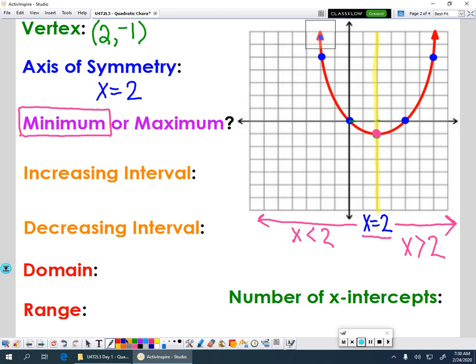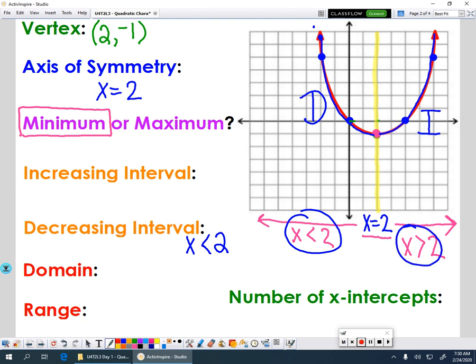Now parabolas are read from left to right, so I'm going to start here. And what I want you to do is trace your parabola and see what it's doing. As I trace this, it's going down and down and down. If it's going down, this side is our decreasing side. So I put a big D there so we can see it's decreasing. So my decreasing interval is everywhere on this side of the vertex, everywhere where x is less than 2. Now if I continue to trace that parabola from my vertex on the right side here, it keeps going up, up, up, which means this side is my increasing side. So my increasing side is where x is greater than 2.